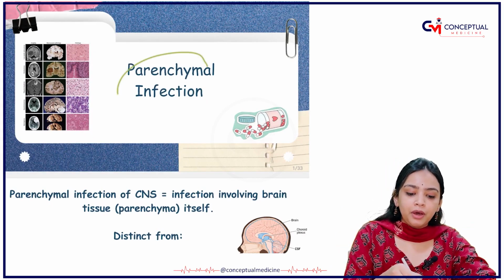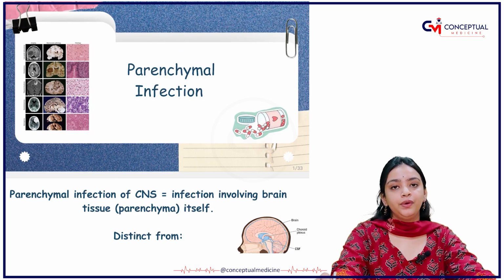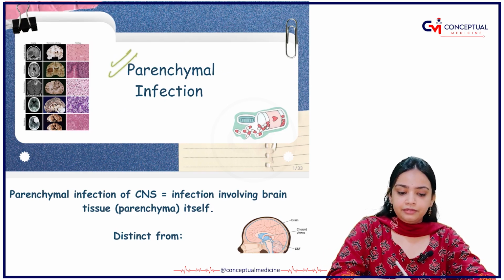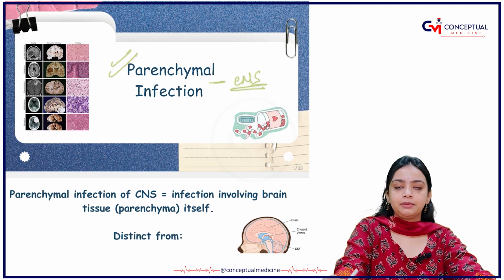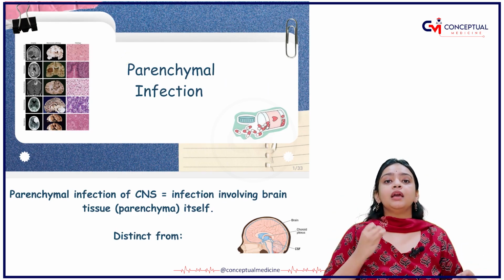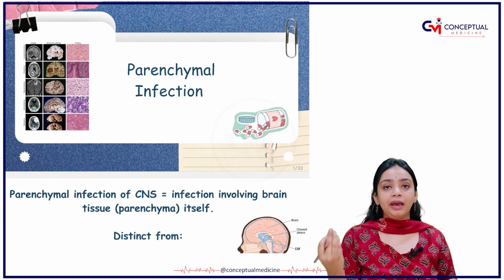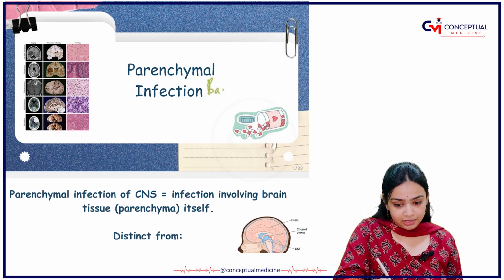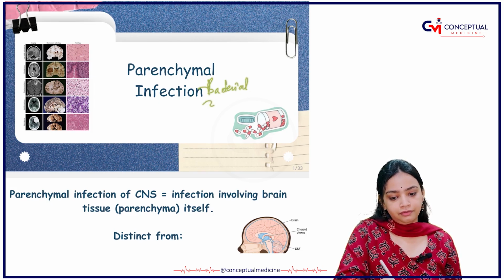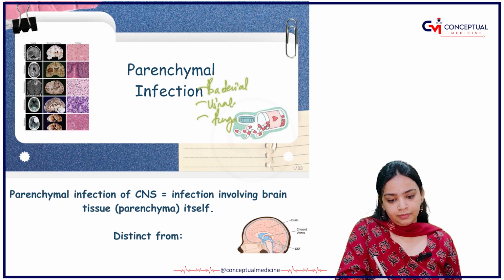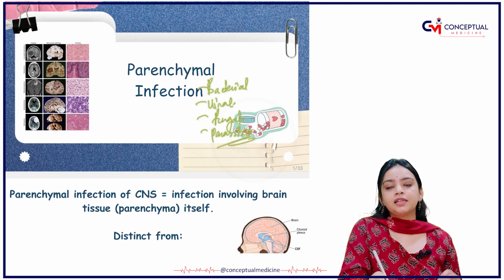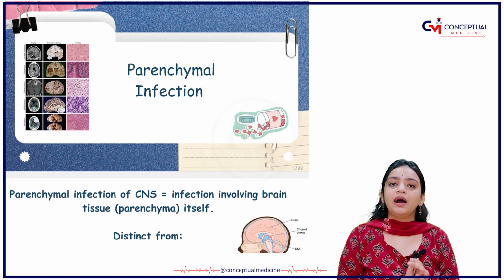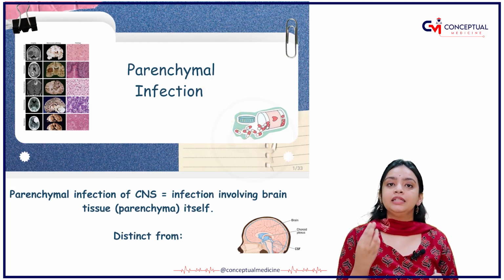Today we will be studying about the parenchymal infection. Parenchymal infection is the last segment of your central nervous system. In this, we will be discussing the various infections like the bacterial, then the viral, then the fungal, and the parasitic. So these are basically the four broad categories that you have: bacterial, fungal, viral and parasitic.